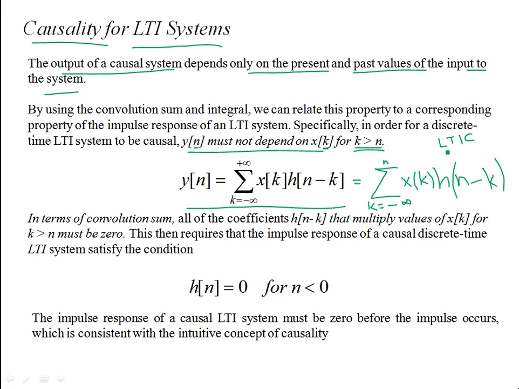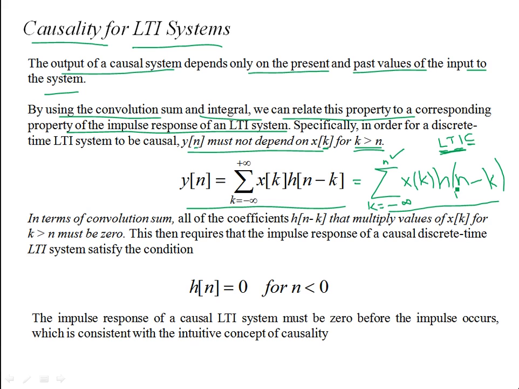So there are three properties associated with the same system. One is linearity, then you have time invariance. This linear time invariance is where this representation comes from. For a linear time invariant system, the convolution sum holds, and if it is causal, then you have to set the limits accordingly. By using the convolution sum, and the integral in case of a continuous time system, we can relate this property to the corresponding property of the impulse response of the LTI system.